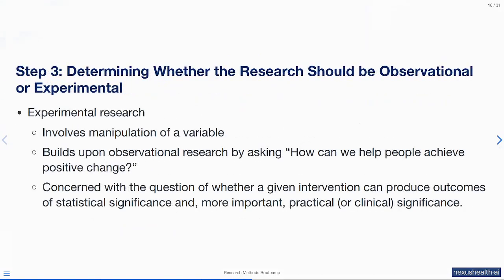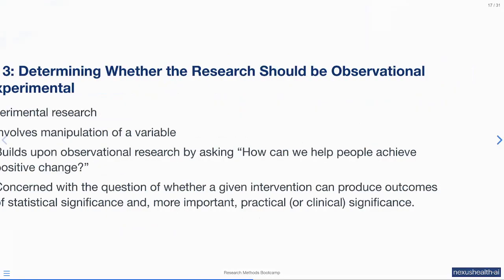By contrast, experimental research involves manipulation of a variable. It builds upon observational research by asking, how can we help people achieve positive change? Or questions such as this. Experimental research is concerned with the question of whether a given intervention can produce outcomes of statistical significance, and more importantly, whether this given intervention can produce practical or clinical significance.